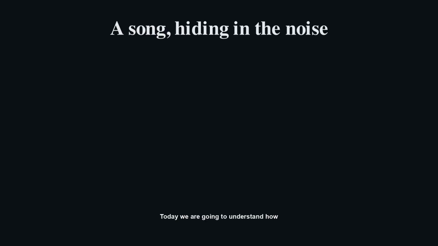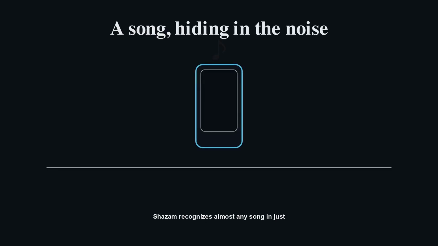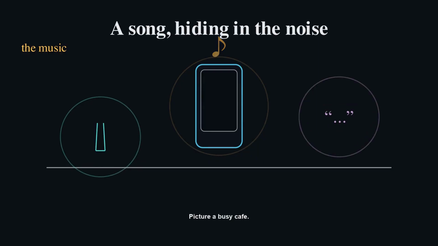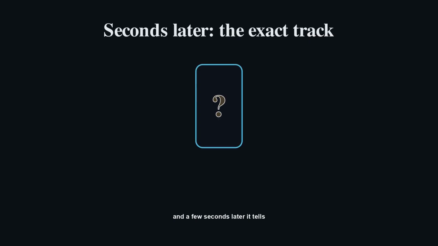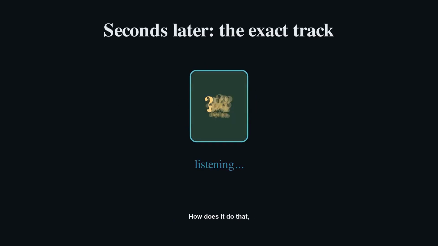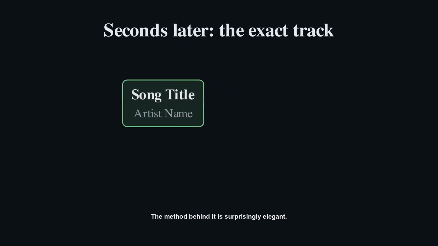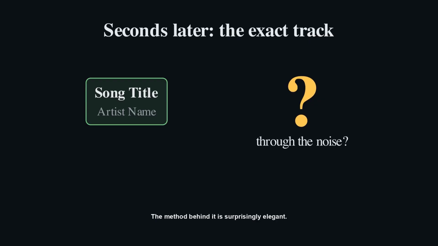Welcome. Today we are going to understand how Shazam recognizes almost any song in just a few seconds, even in a noisy room. Picture a busy cafe. Glasses are clinking, people are talking, and a song is playing faintly in the background. You tap a button on your phone and a few seconds later, it tells you the exact track. How does it do that through all that noise? The method behind it is surprisingly elegant.